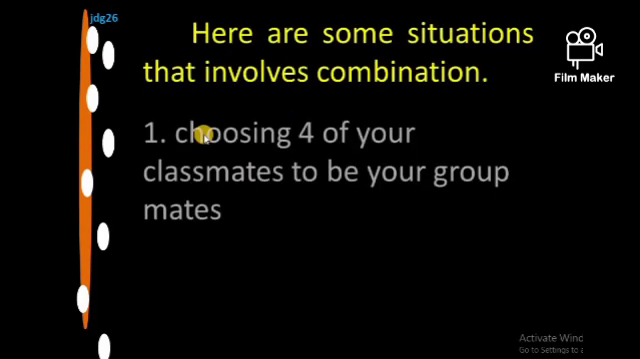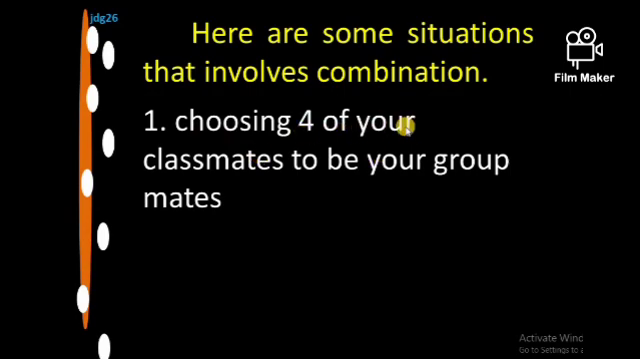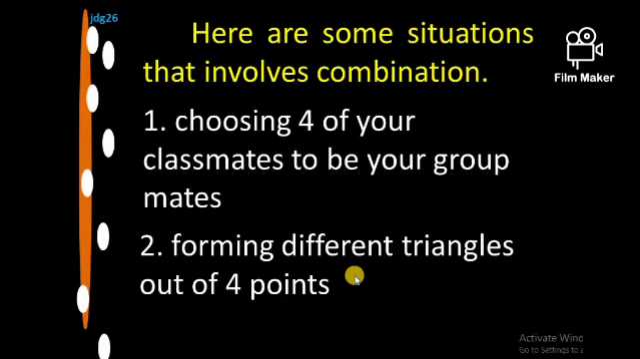So, ito yung ilan. Una, choosing 4 of your classmates to be your group mates. So, pipili ka daw ng 4 sa mga kaklase mo para maging kagrupo. So, mamimili ka lang. Kung pinili mo ay si Juan, si Pedro, si Maria, at si Jose, wala siyang pinagkaiba kay Maria, kay Jose, kay Pedro, at kay Juan. So, kahit sino ang mauna sa kanila, basta 4 silang magkakasama at counted as 1. That is a combination.